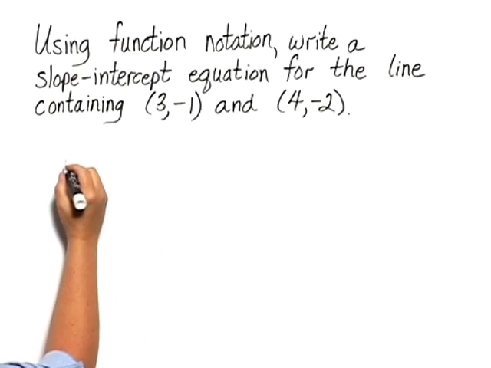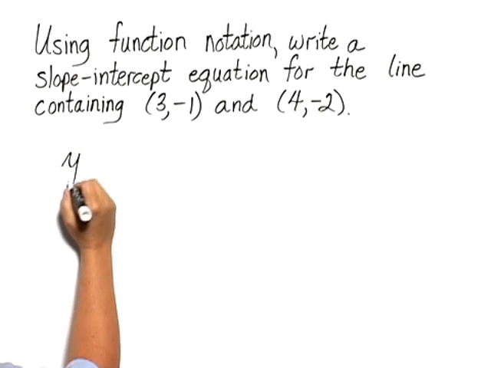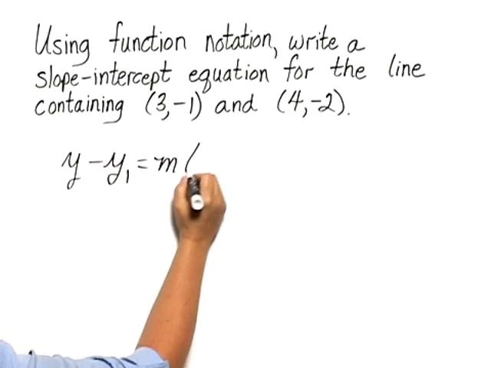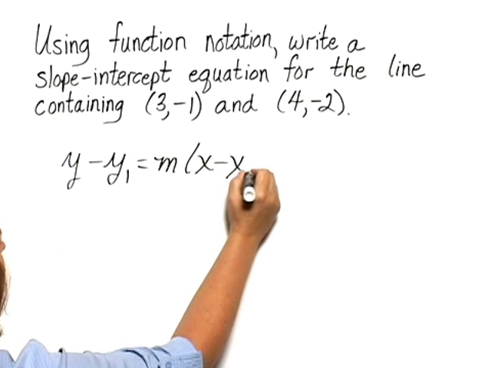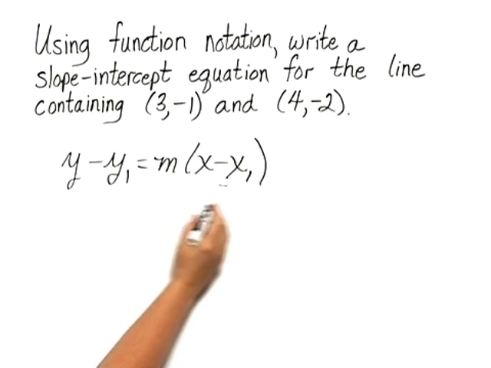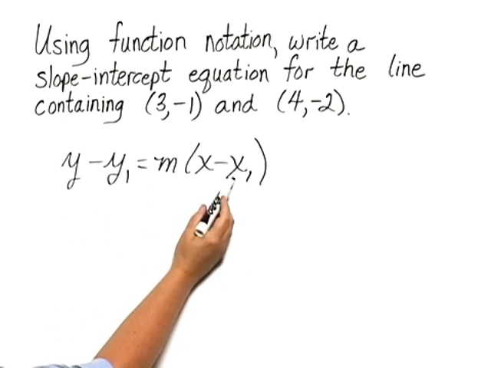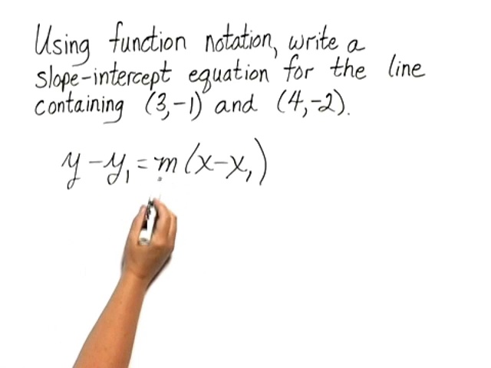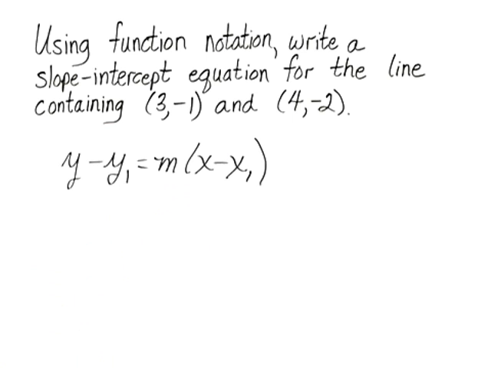So we'll need to use the point-slope form, y minus y sub 1 equals m times x minus x sub 1. We'll use this to find the equation of the line, and then we'll solve for y and then write it in function notation. Now what we need to fill in for this is a point, (x sub 1, y sub 1), and we actually have 2 points to choose from, and we also need the slope. So before we begin substituting in this equation, we need to calculate the slope.